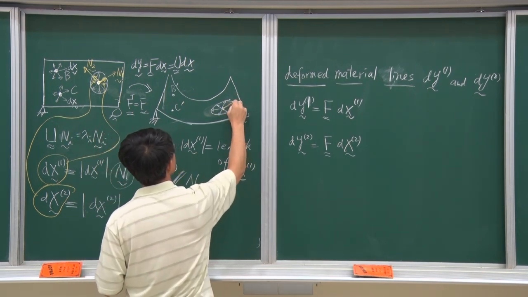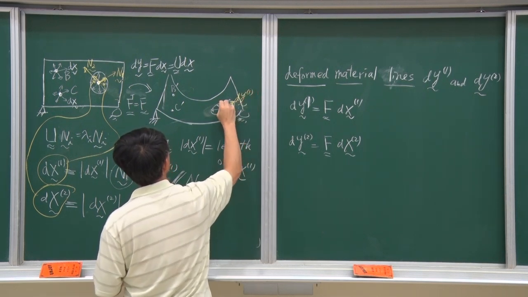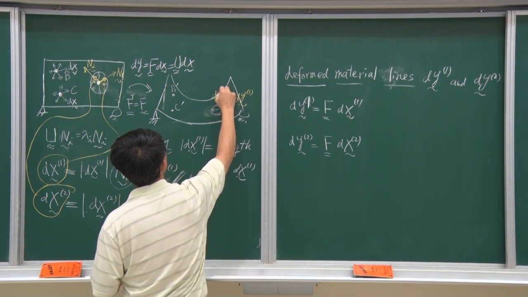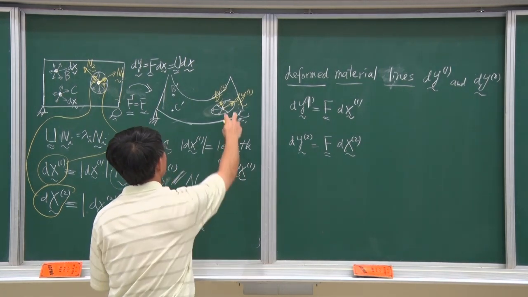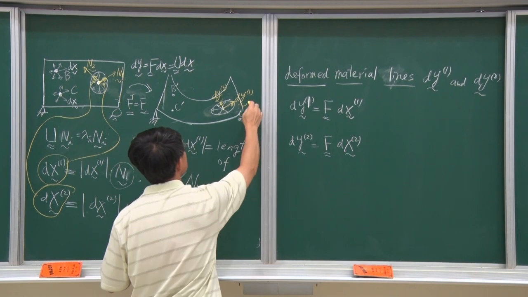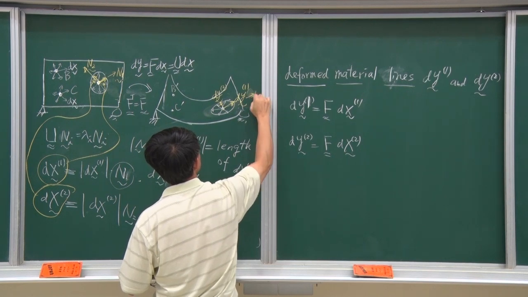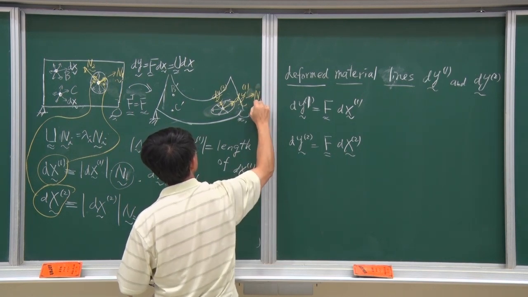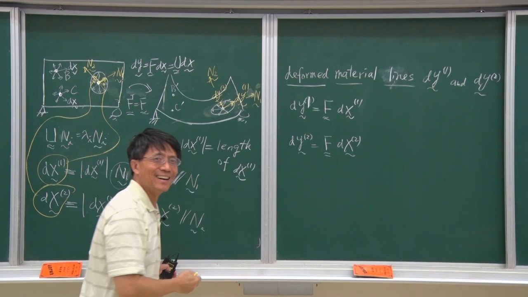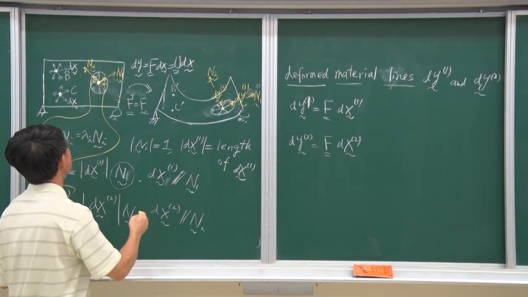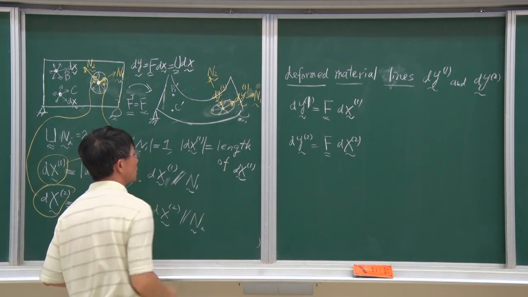And this one will still be in the n1 direction. And this one is still in the n2 direction. I show you this. The direction won't change. dx comes to dy, the direction doesn't change.